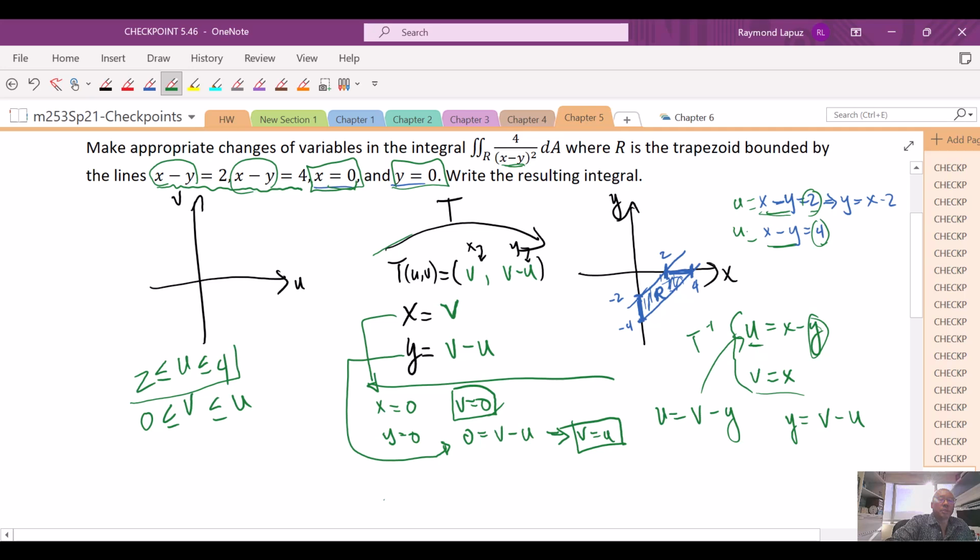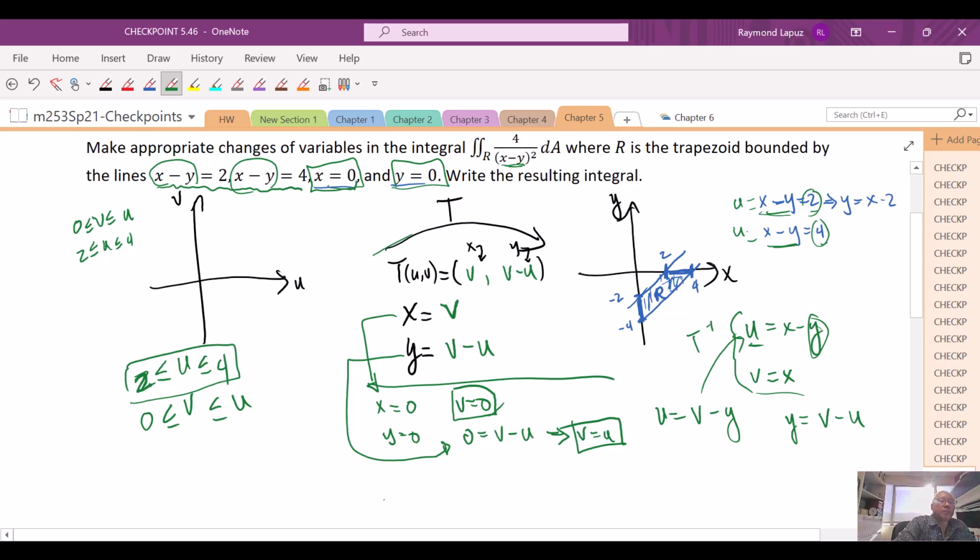The constant limits go on the outer integral, and I usually put that on the bottom, and then I put this on top. So if I say 0 less than or equal to v less than or equal to u, and then u goes from 2 to 4, I can see how I might be able to draw this now.